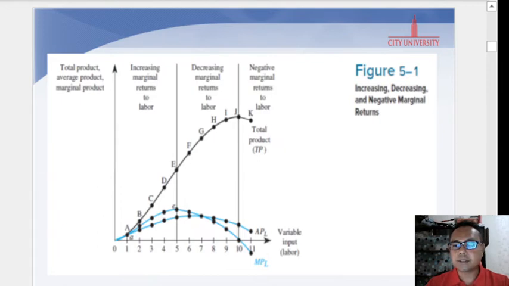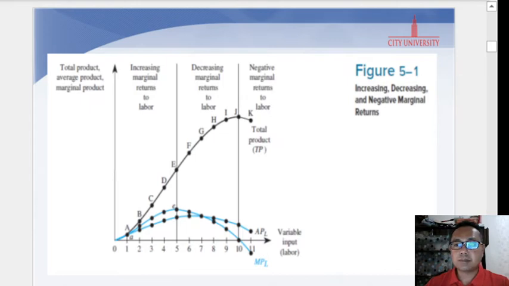So in figure 5.1, we see the marginal product reaches its maximum at point E, where 5 units of labor are employed. As the usage of labor increases from the 5th through the 10th unit, total output increases but at a decreasing rate. This is why marginal product declines between 5 and 10 units of labor, but is still positive.